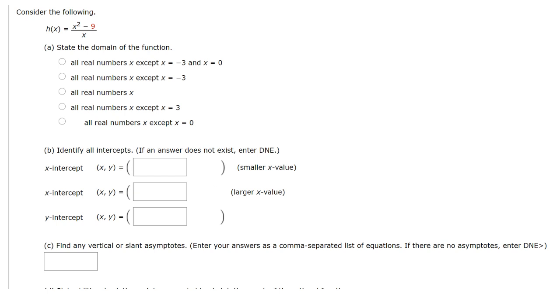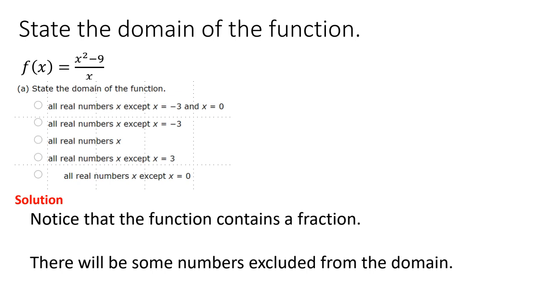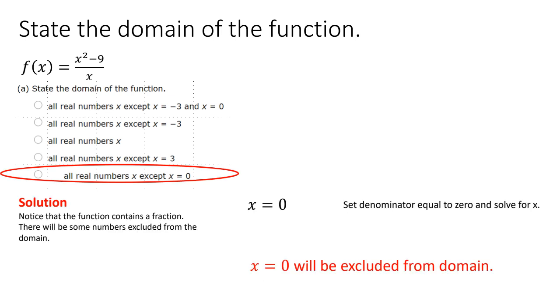Consider the following: h of x is equal to x squared minus 9 over x. Let's find the domain of the function. This one looks straightforward. There's only the variable x in the denominator, so x could never be 0. Our answer would be all real numbers except for x equals 0. That's what we're going to exclude from our domain, our restriction.